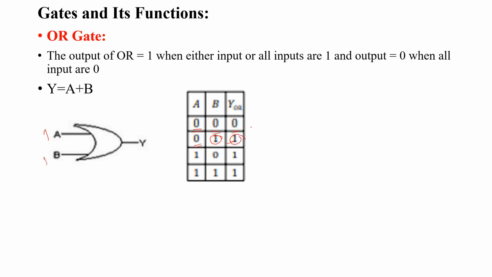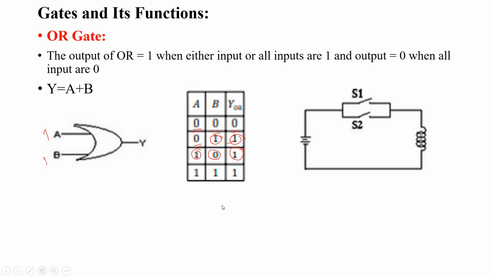That means if either of the inputs is present as a 1, or both of the inputs are present as a 1, your output is 1. So this is either-or, this or this. You can see that B is 1 or A is equal to 1. So here we can see that the output is equal to 1, right?